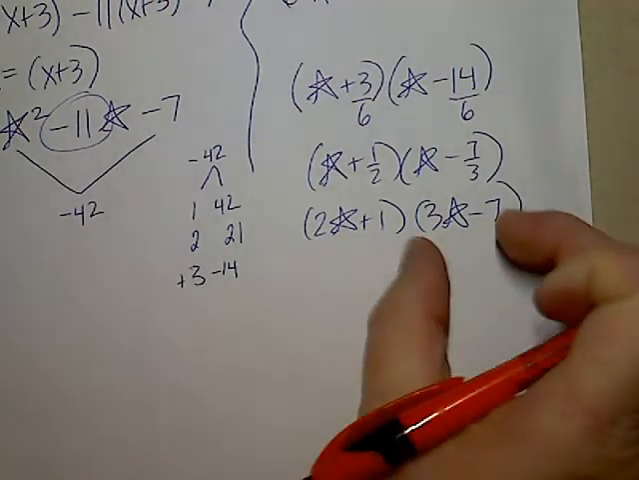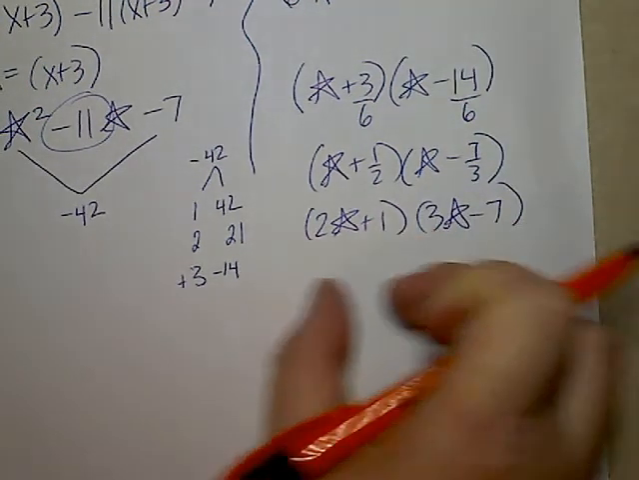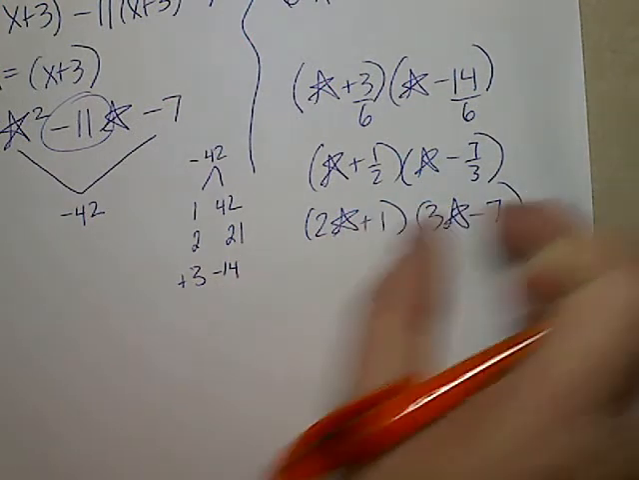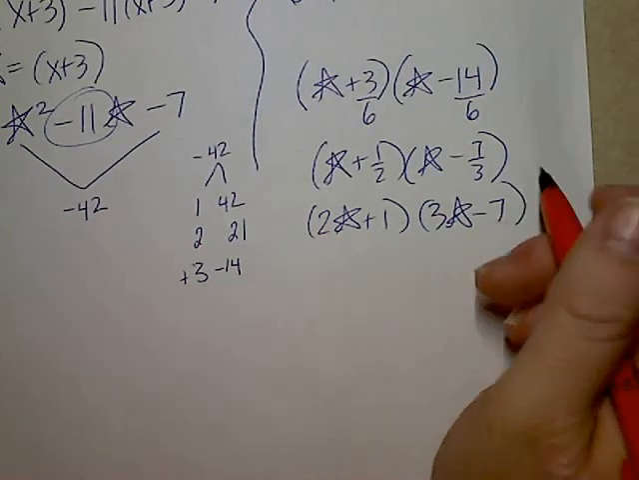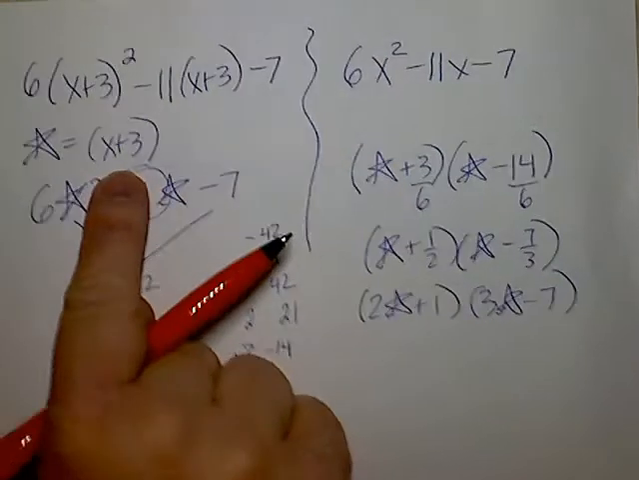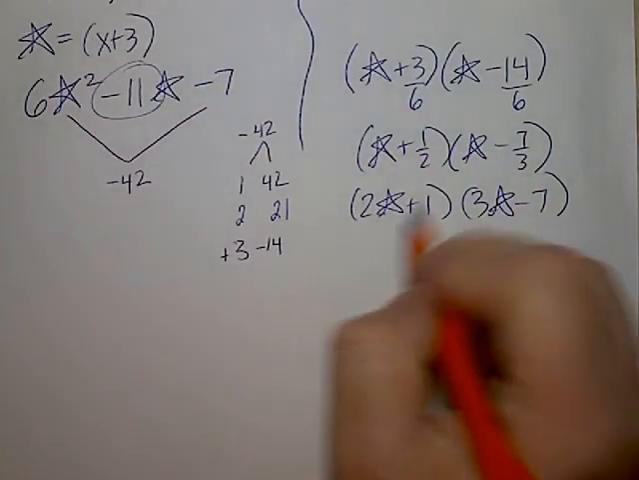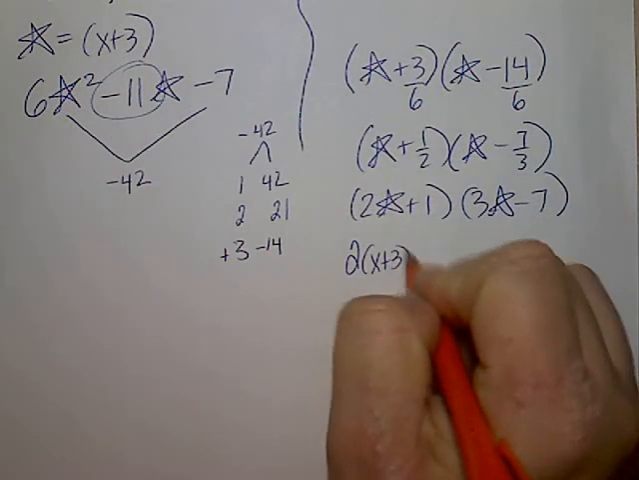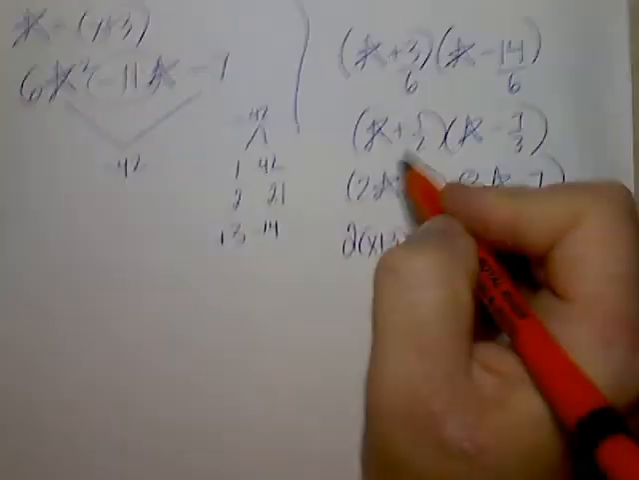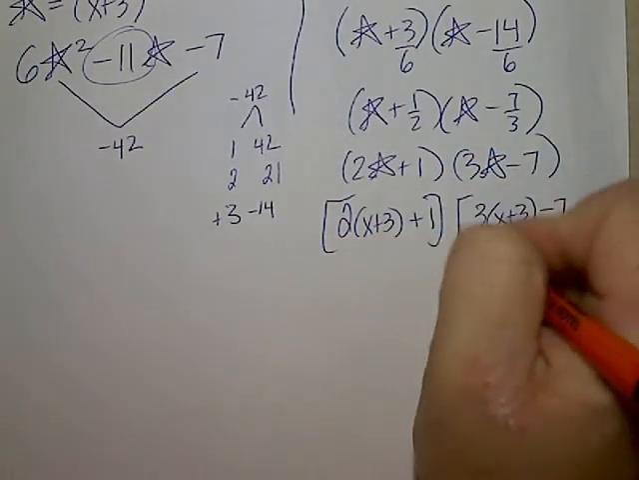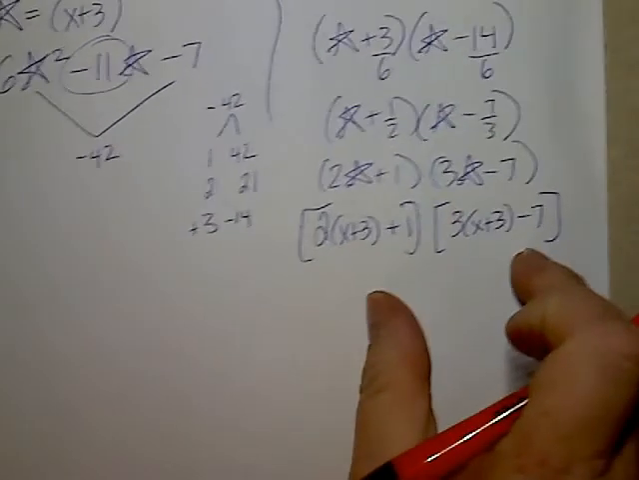Okay? Now remember, this is a factor and this is a factor. The 3 star minus 7 could be in front or in back. That doesn't matter. Again, the 2 star plus 1 could be in front or in back. Now I'm going to replace star with what it is equal to, x plus 3. And then I'm going to put brackets so we can identify the two factors a little bit easier.